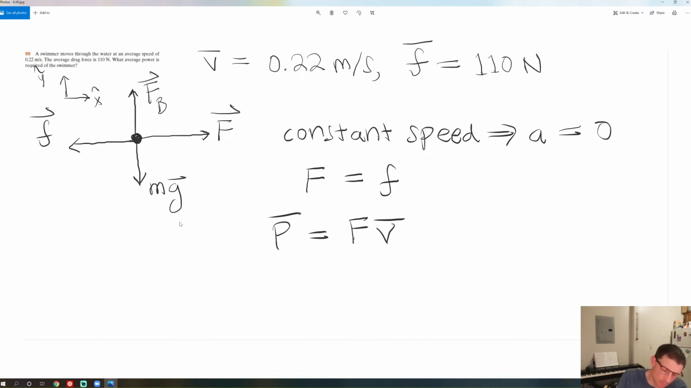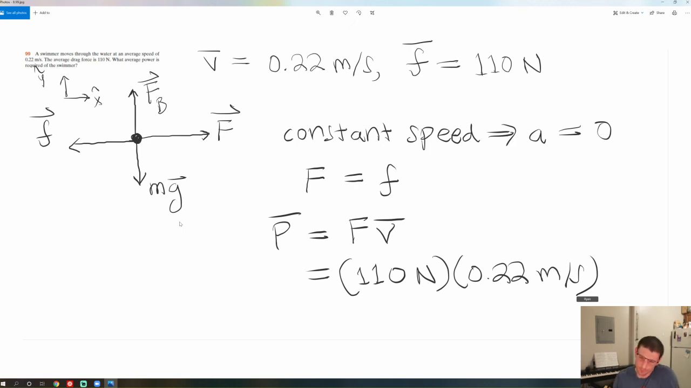And so this simply works out to be 110 newtons times 0.22, excuse me, meters per second, right? And that's it. And so you can calculate the number here and just see what it is, and that's the power that the swimmer has to supply, right? It's just the energy that the swimmer expends over some arbitrary time interval.